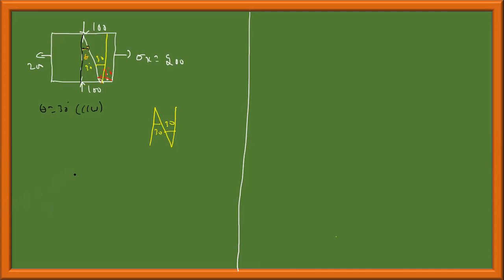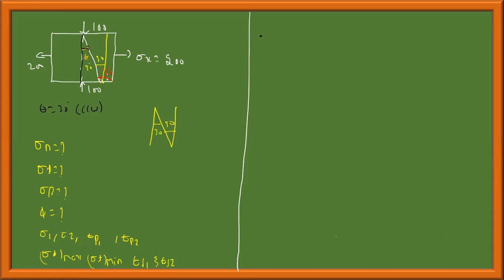Okay. Next, this is the given problem. We need to find sigma n, sigma t, sigma r, phi, sigma 1, sigma 2, theta p1, theta p2, sigma t max, sigma t min, theta s1, and theta s2 represented in the sketch. The same formulas I will use.